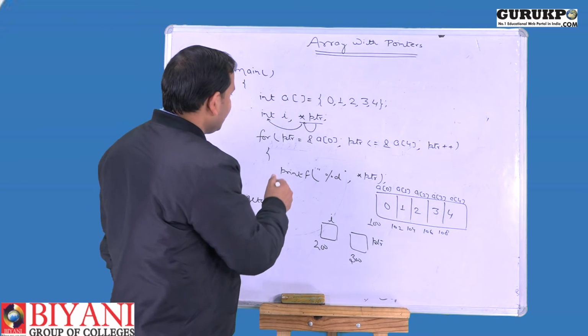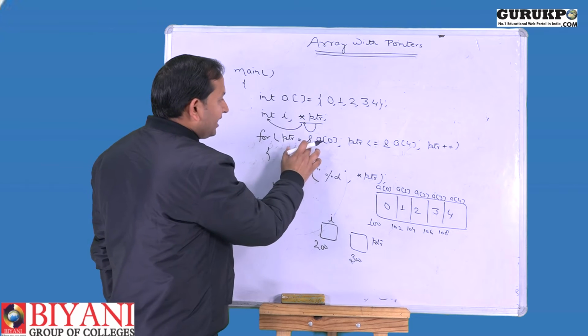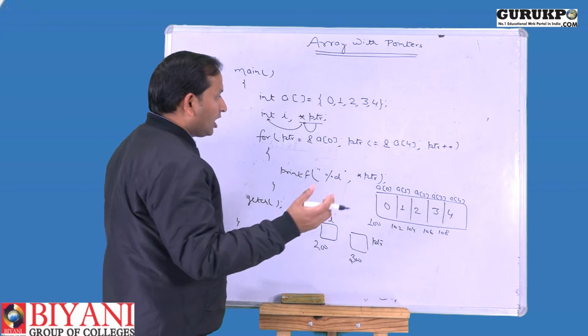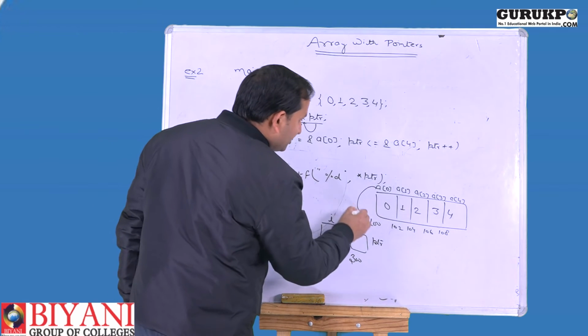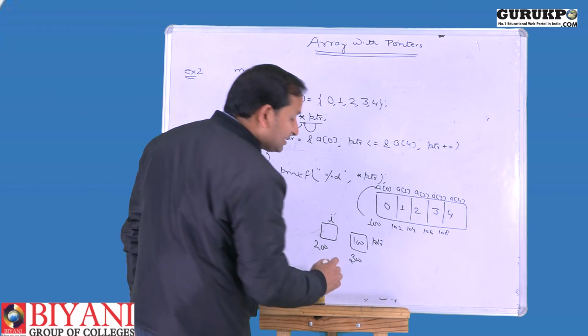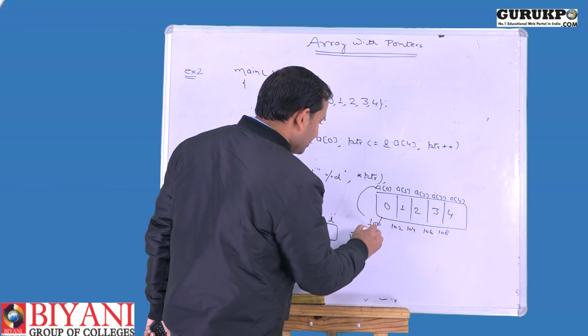In the next statement, there is a for loop, and ptr is assigned the address of A of 0. Now ptr will take the value of the address of A of 0. The address of A of 0 is 100. It means ptr will point to the first element of the array, that is A of 0.